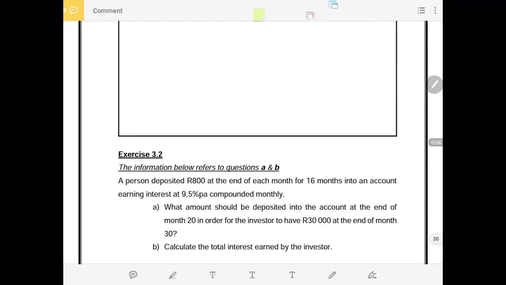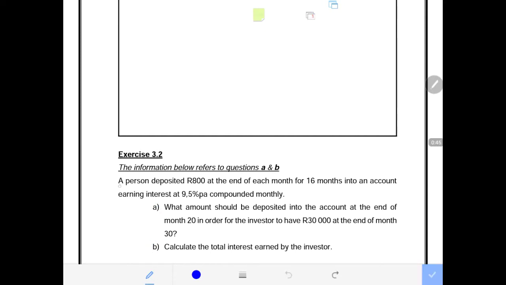Once again, we still continue with the recording on the future value of annuities, or future value of annuity. 3.2 is the exercise that I am starting with now, and I'm planning to record 6 questions in under 3.2. In fact, 4 questions, then another one in 3.3, and also I think it will be 5 to 6 questions. But it says the information below refers to question A and B, and we can see that we do have question A and also question B.